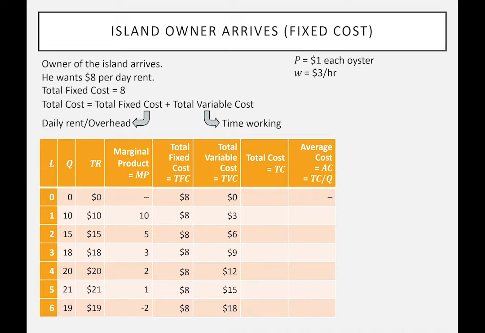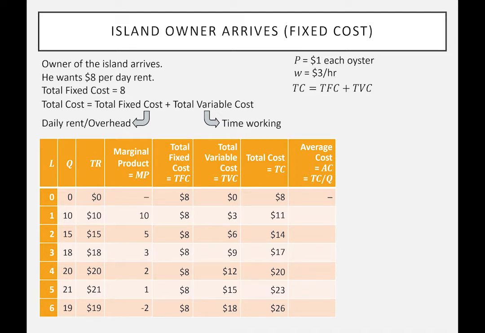Now, notice, too, that the total cost is composed of the fixed cost and the variable cost added together. So here I've got this, $8 plus 0 gives me $8. 8 plus 3 is $11, and so on and so forth. I've done this for the others.